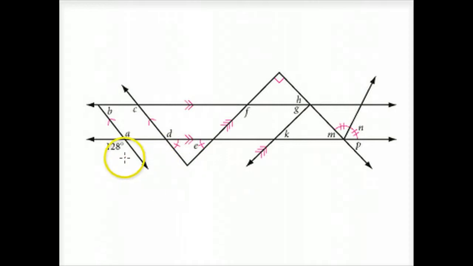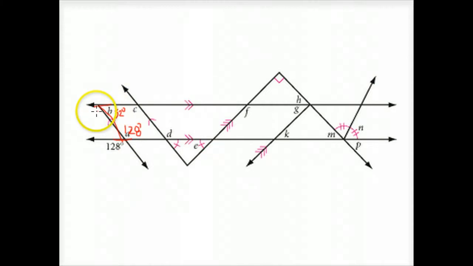So let's start where we can, which is obviously where we have an actual measure, 128 degrees. So if I look at 128, A and 128 are vertical angles, so A is equal to 128 degrees as well. And if we look at these two parallel lines, here's our transversal. So 128 and B are same side interior angles, so they add up to 180. So 180 minus 128 is 52 degrees.